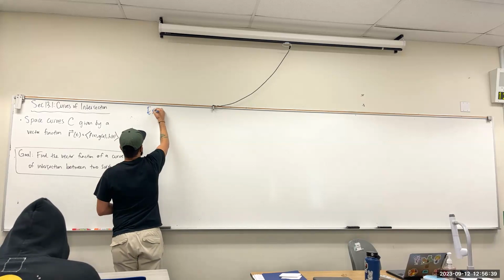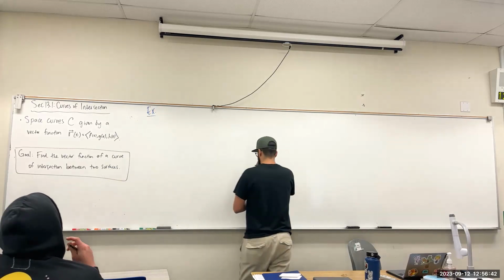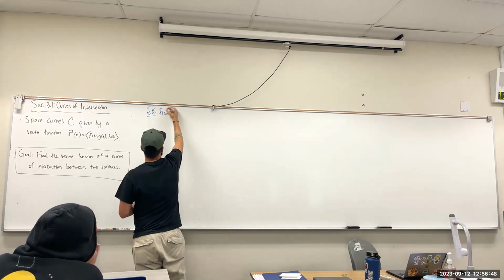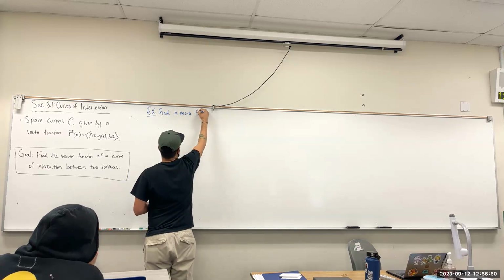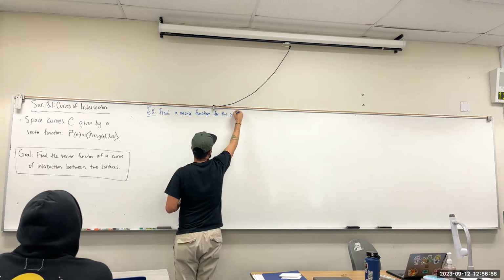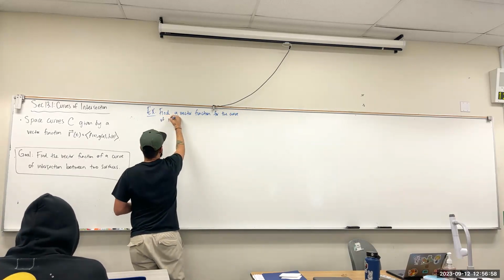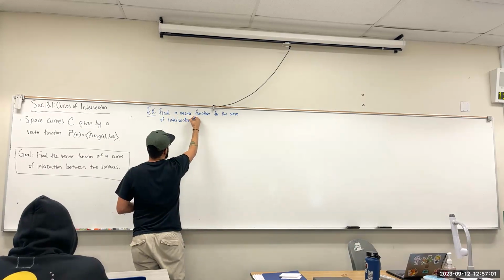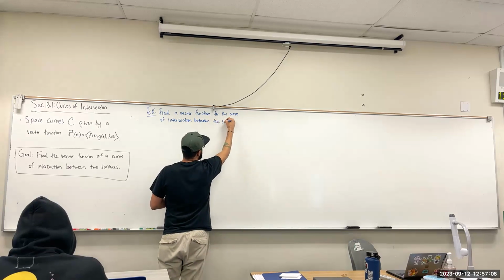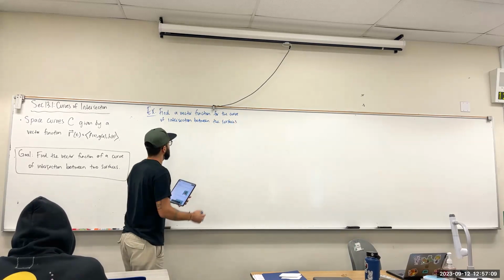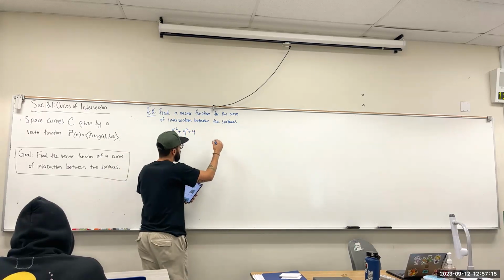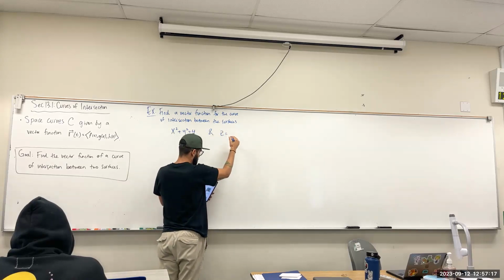And so let's take a look at an example. You'll see something like this on the homework. It'll say find a vector function for the curve of intersection between the surfaces, and I'm gonna give you the equations. One of them is x squared plus y squared equals 4, and the other one is z equals xy.